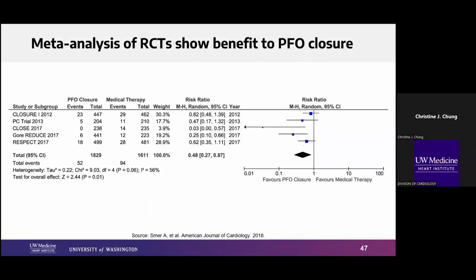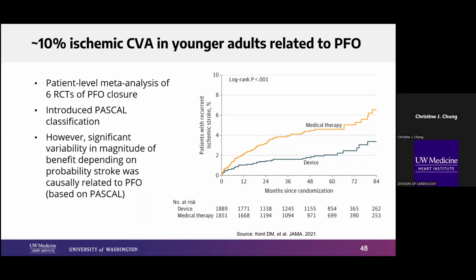So we now have up to 5-year follow-up data from 3 randomized controlled trials of PFO closure. This is a meta-analysis of all the PFO RCTs that we have so far. And you can see that by and large, there is an overall benefit in terms of stroke risk reduction in people that undergo closure as opposed to remaining just on medical therapy. The PFO population does represent a significant proportion of strokes in younger patients.